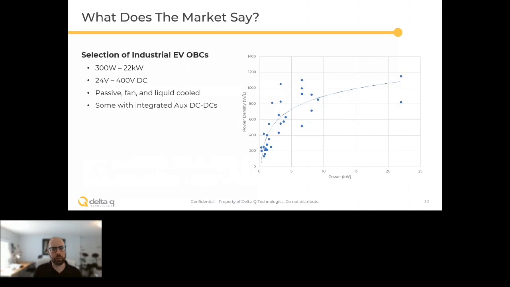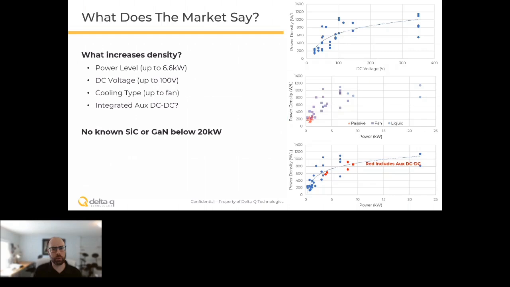So what can increase power density? Power level, up to maybe 6 or 10 kilowatts, and then it looks like things start to flatten out. DC voltage. The top plot takes all those points and plots them versus the output voltage. So you can see that the 24 volt chargers at the left are much lower density than the 100 volt chargers or the 400 volt chargers. Although again, things flatten at about 100 volts.